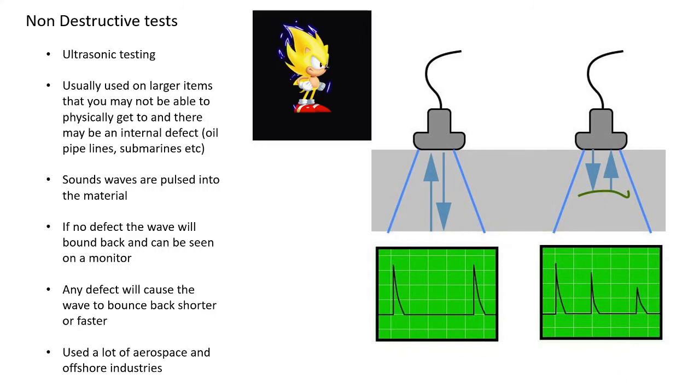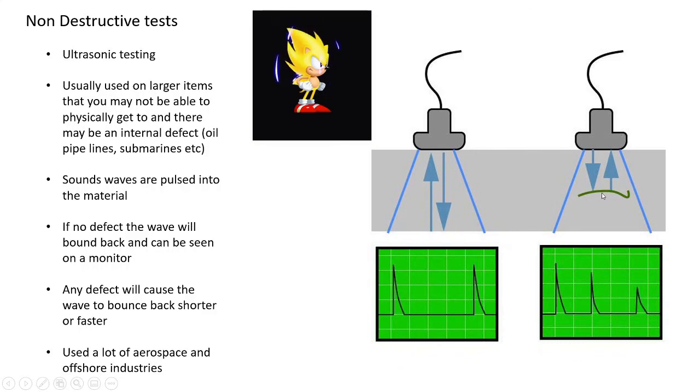Essentially, sound waves are pulsed into the material and those sound waves will go through that material. If nothing's there, the sound waves bounce back, it comes up on a monitor, and the waves are the same going forwards as they are going backwards, and that's fine. If you see on here, there's no defects, so the sound wave goes in, bounces on the end, comes back up again. And on the monitor you'll get this sort of reading.